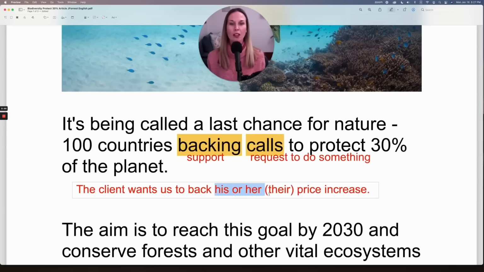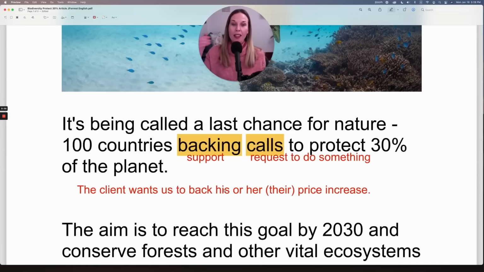Just keep that in mind though, because for your IELTS exam, this is not currently a grammar rule, it's just something that we do. The client wants us to back his price increase. In this case, back, remember, it means support, support. You probably know this, or it might make sense to you when you think of the expression, the idiom in English, I got your back, I have your back. If you say that to someone, it means I support you.